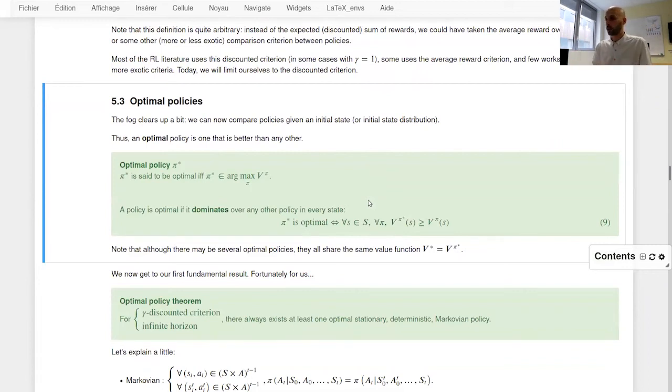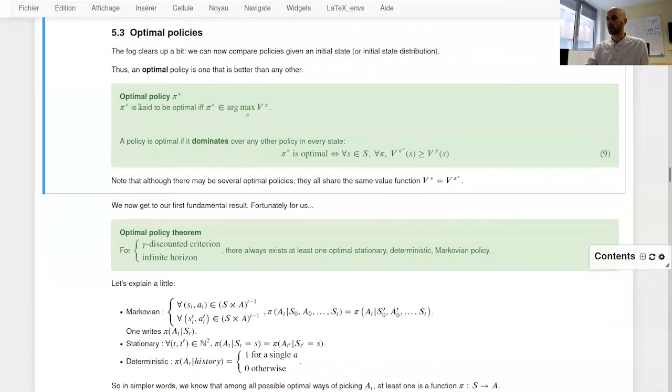So an optimal policy is one that is better than any other given our criterion. An optimal policy, pi star, is said to be optimal if and only if pi star is a maximizer of the value function. In other terms, a policy is optimal if it dominates any other policy in every state. So pi star is optimal is equivalent to saying that for all states in S, for all other policies pi, the value, the expected long-term return in any state of pi star is greater than the value under policy pi.